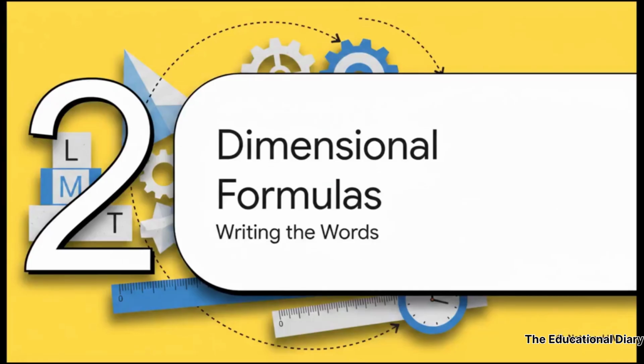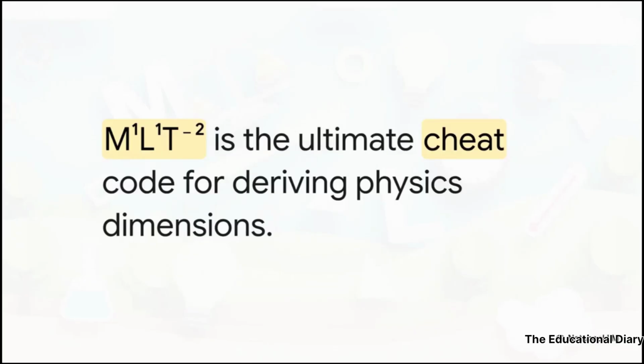Section 2, decoding dimensional formulas, writing the words. All right, now that we have our fundamental alphabet down, it's time to start writing some words. M to the power of 1, L to the power of 1, T to the power of -2. Listen, if you remember only one single dimensional formula for your exams, make it this one. This is the dimensional formula for force. Force is just mass times acceleration, which is kilograms times meters per second squared. Translated into dimensions, that is M for mass, L for meters, and T-2 for the second squared sitting in the denominator. Write it down because this is your ultimate cheat code.